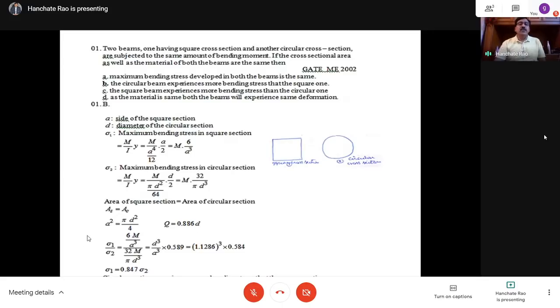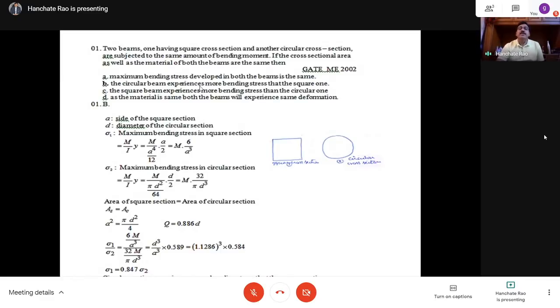So now you take the ratio of stresses, sigma square by sigma circle. So 6M by A cubed divided by 32M by pi d cube. You get the answer as 0.847. So sigma 1 by sigma 2 is equal to 0.847, or sigma 1 is equal to 0.847 into sigma 2. So sigma 1 is less than sigma 2. The square section has lesser stress when compared to the circular section. So answer B is the correct answer.